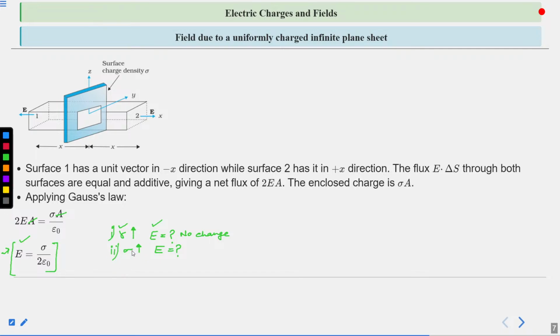What will be the answer to the second question? If sigma increases, what will be the effect on E? Think about it. From this formula, E is equal to sigma upon 2 epsilon naught. It is clear that E is directly proportional to sigma. Now we know sigma is charge upon area. If sigma increases, E increases. The value of E increases. I hope now this is clear.